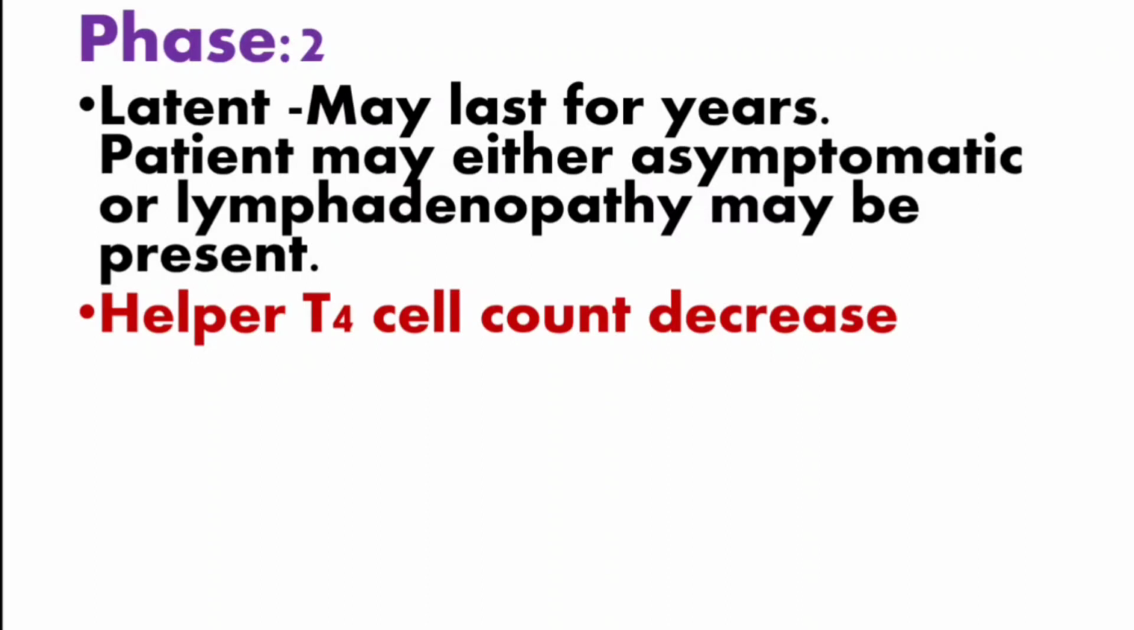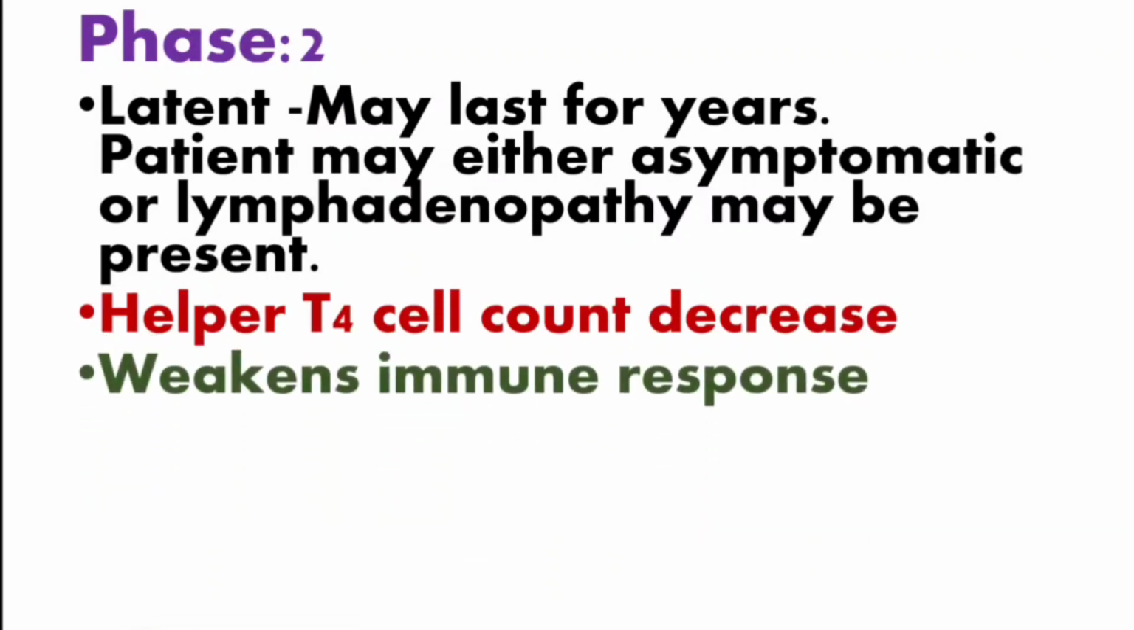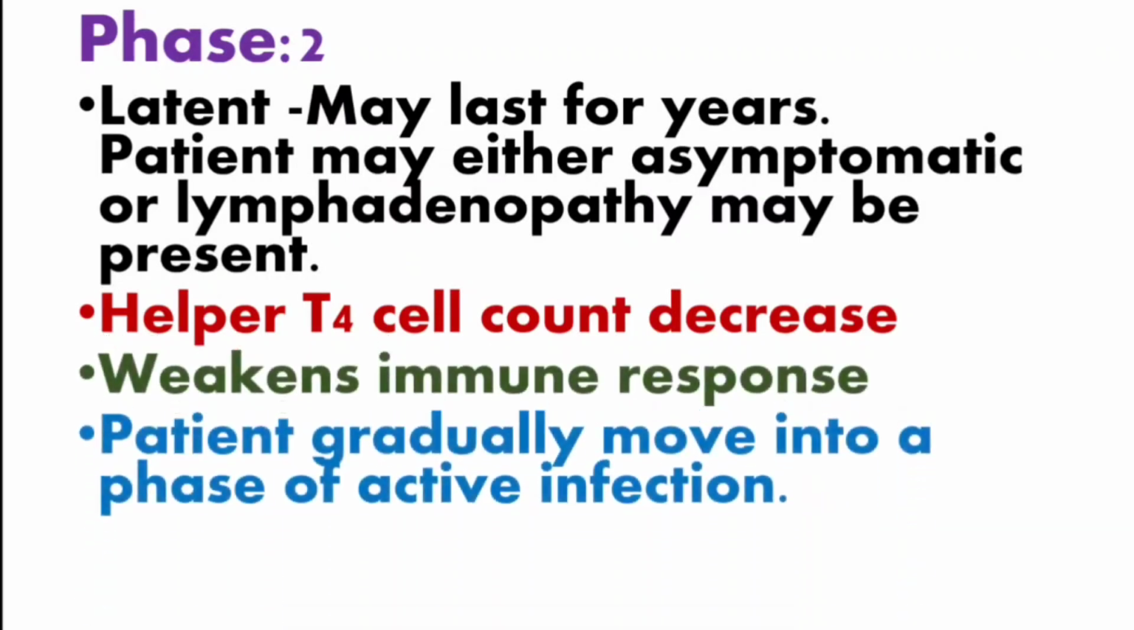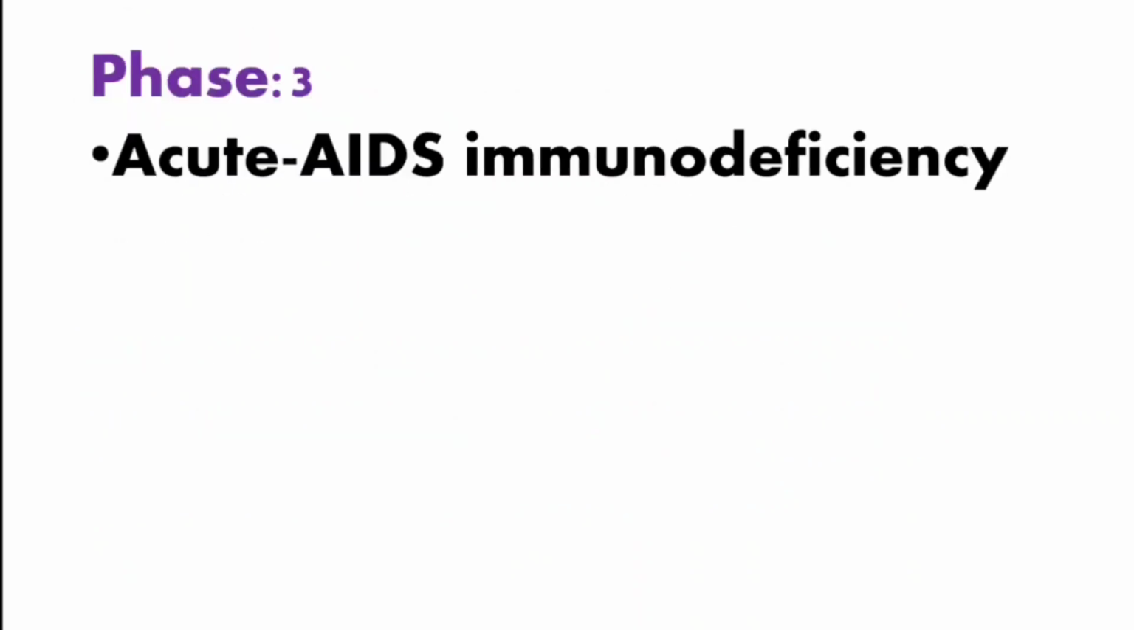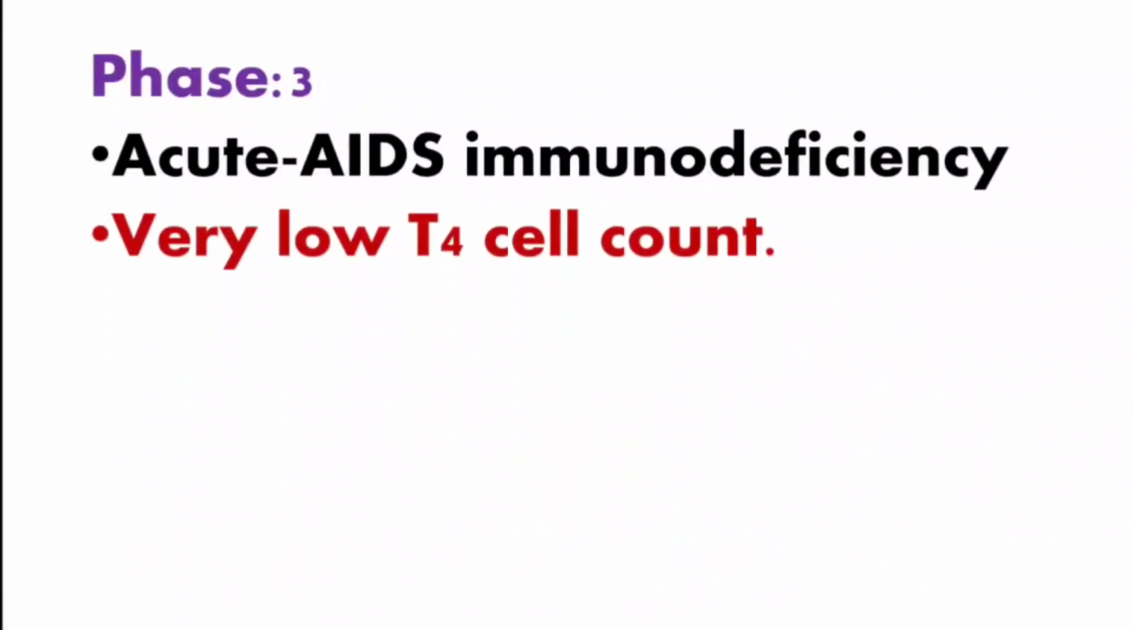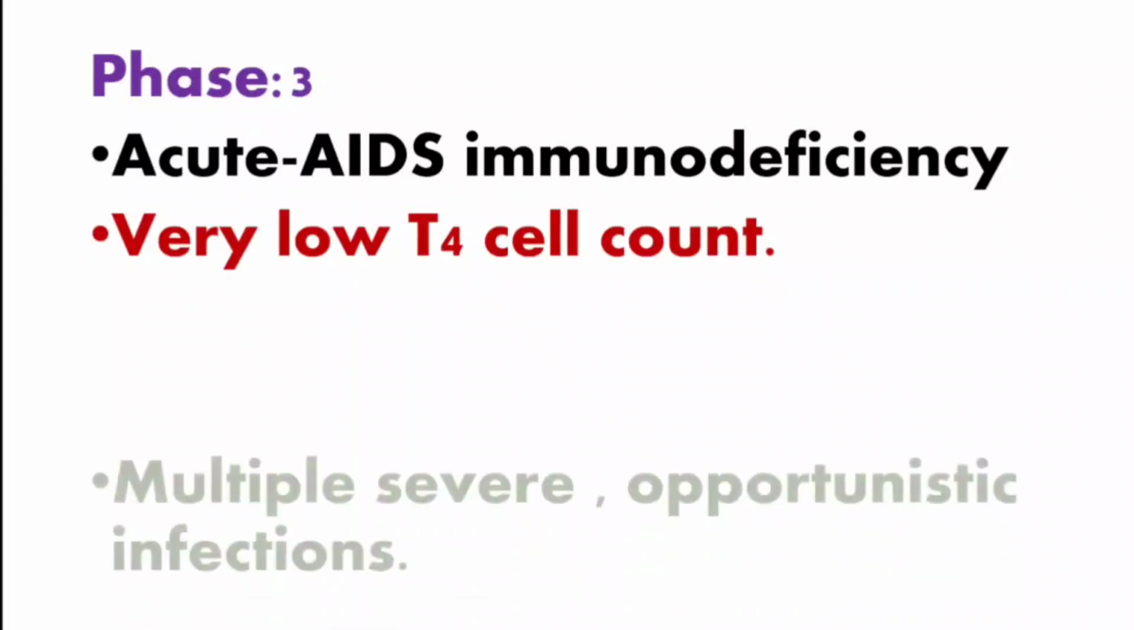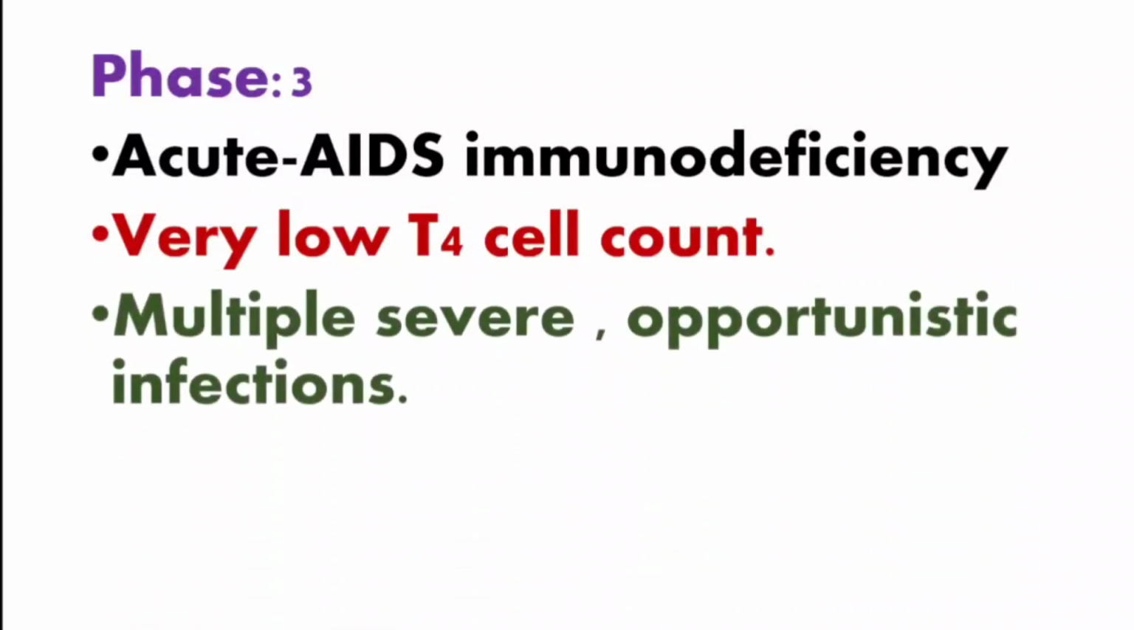The main thing that happens in this phase is that the helper T4 cell count is decreasing. The decreased helper T4 cell count results in a weakened immune response. So as time passes, the patient moves from the latent phase into a phase of active infection, that is phase 3, acute AIDS immunodeficiency. In this phase, the patient has a very low cell count, and it is considered a phase of multiple severe opportunistic infections.